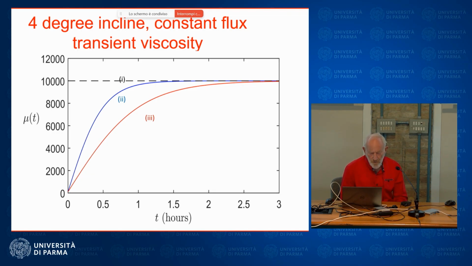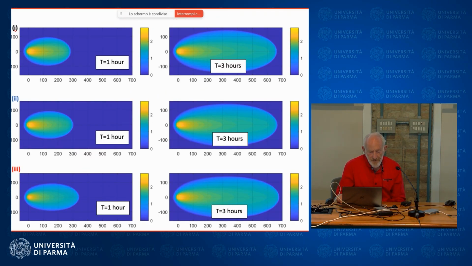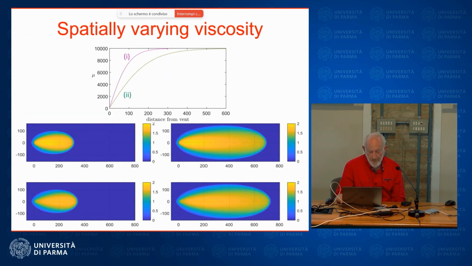So I decided to do at least 3 calculations where I said the viscosity doesn't change with time at all. That's one. Number 2, it changes quite quickly within an hour to get to its final value, and 3 takes much longer. And according to my questioner, that would have made a difference, but here they are, the 2 different sorts, and there's not much difference. You see that the amount of lava is really the same.